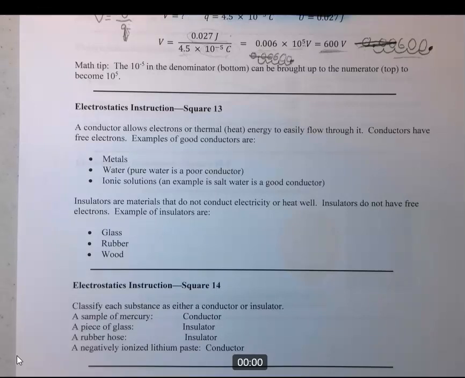Insulators are materials that do not conduct electricity or heat well. Insulators do not have free electrons. So examples of insulators are glass, rubber, or wood. So an example of both is the power cord to your computer. If you hold it, you're not going to get shocked. It has conducting material, wires inside of it, but around the outside it has either rubber or plastic coating, and that's an insulator, and that will prevent the electrons from getting out of that wire and into your hand. So that has both an insulator and a conductor.